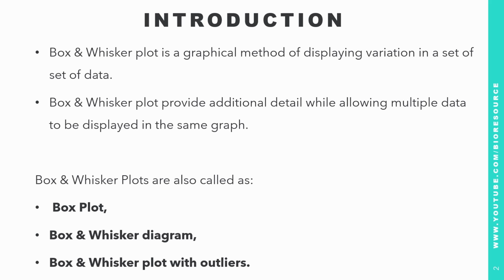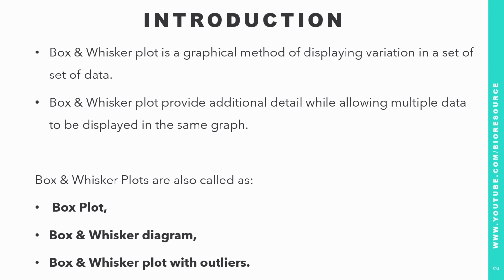So what is box and whisker plot? Box and whisker plot is a graphical method of displaying variation in a set of data. These are very useful in showing distribution of the data points across the selected measure. So the box plot or the box and whisker plot is the statistical tool for graphically visualizing the variation in the data or the distribution of data. In most cases, histogram analysis is sufficient for displaying the data, but box and whisker plot can provide additional detail while allowing multiple sets of data to be displayed in the graph.